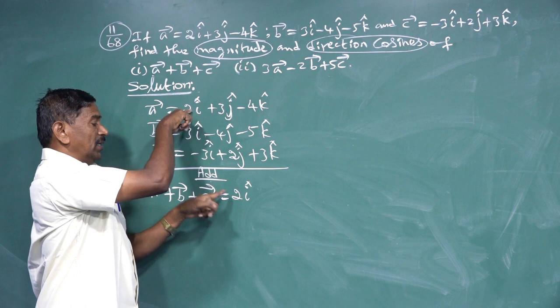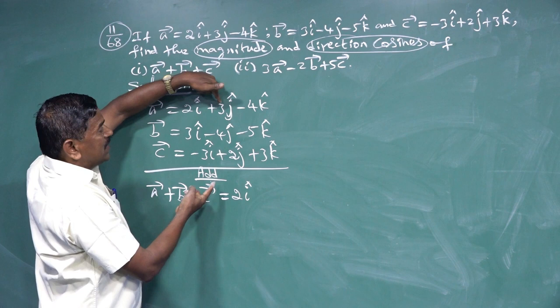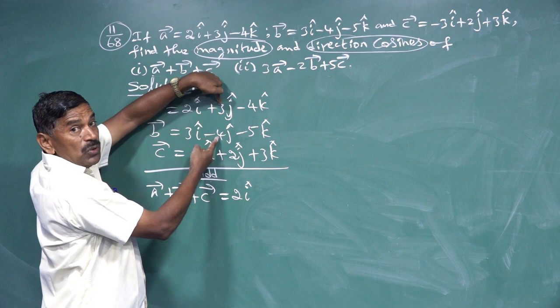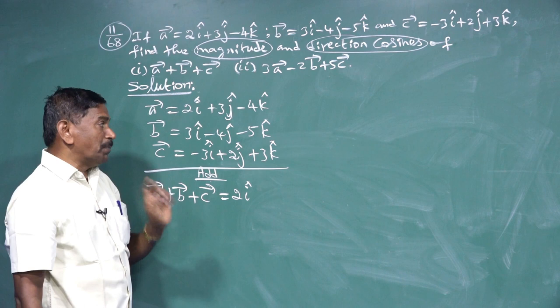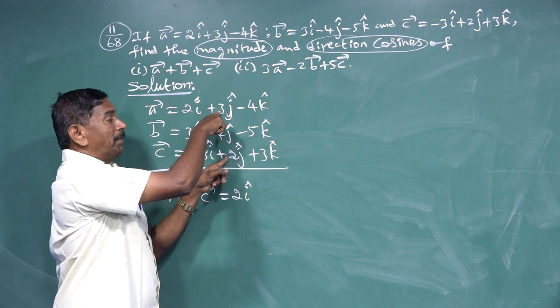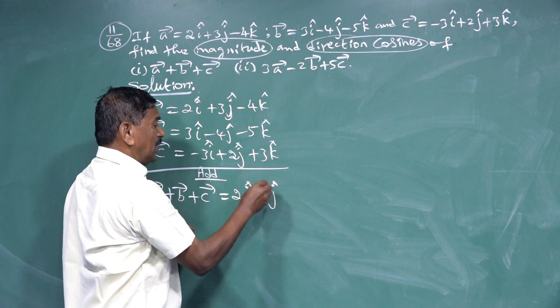Very good. Here, while adding j, plus 3 plus 2, so plus 5. So 5 minus 4 is 1. Whether plus or minus, plus 1 or minus 1? Yes, plus 1, because the bigger number before has the same plus sign. 5j cap minus 4j cap is equal to plus 1j cap, that is simply j cap. Next, come to k.